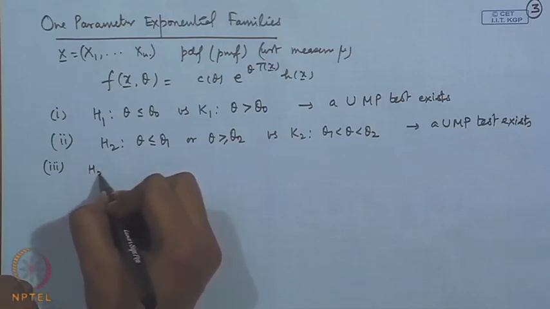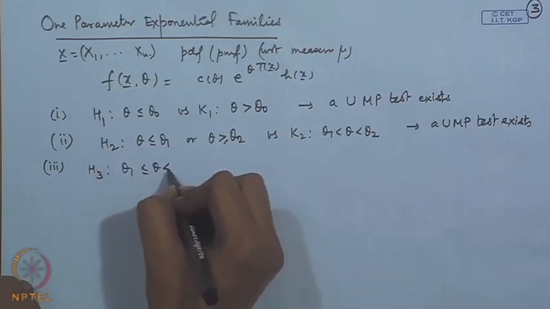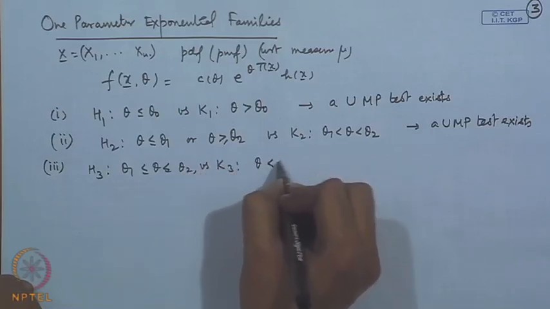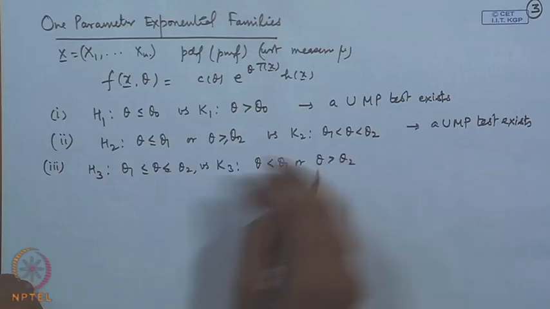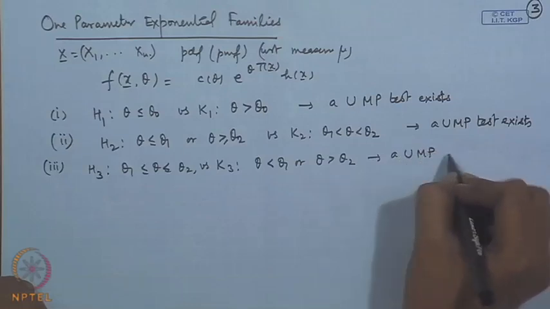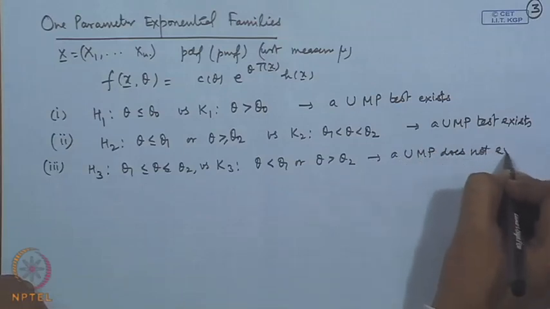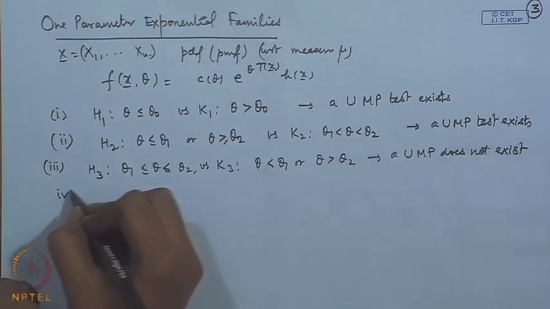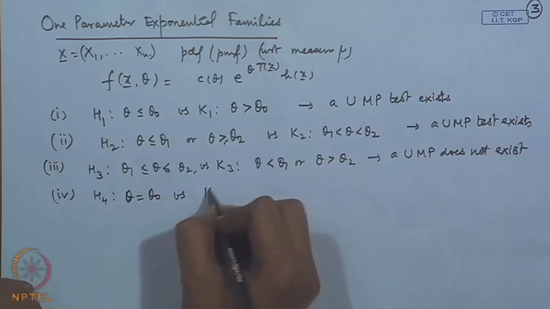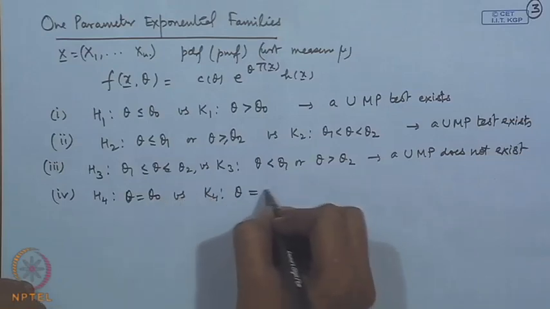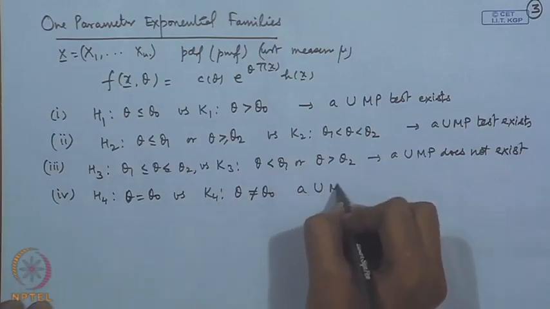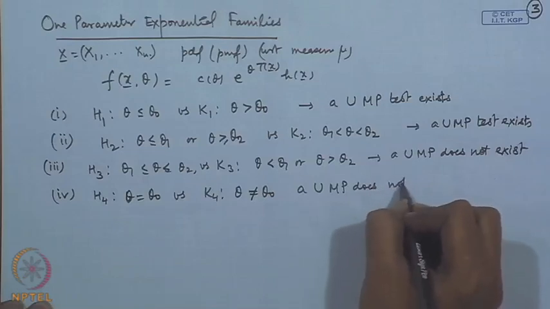Let us consider say theta 1 less than or equal to theta less than or equal to theta 2 against K 3, theta less than theta 1 or theta greater than theta 2. This H 3 is actually the dual of H 2. Here a UMP test does not exist. And if we consider theta is equal to theta naught against an alternative which is also two sided here, a UMP test does not exist.